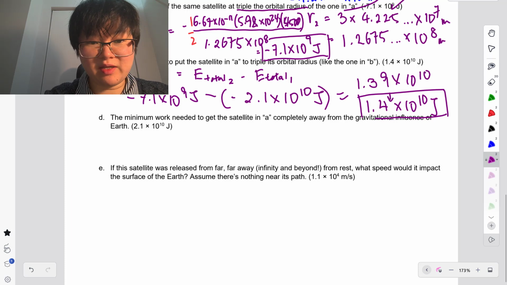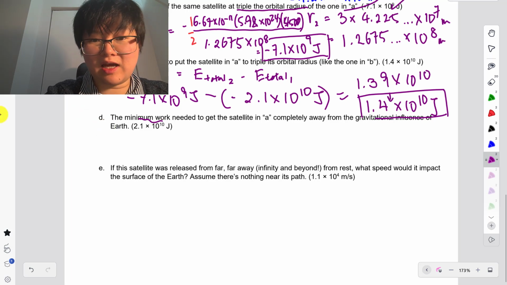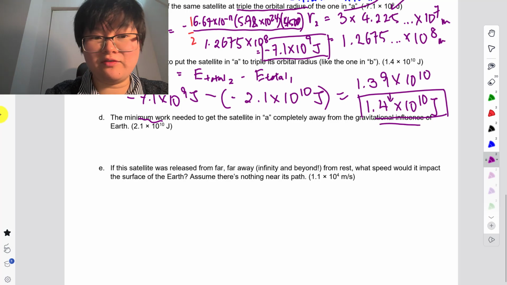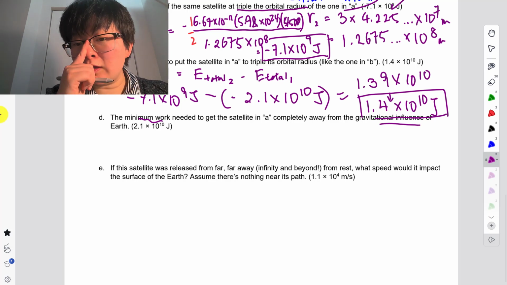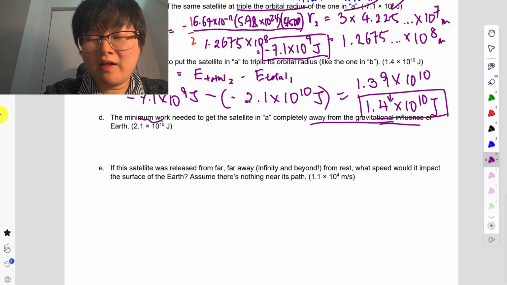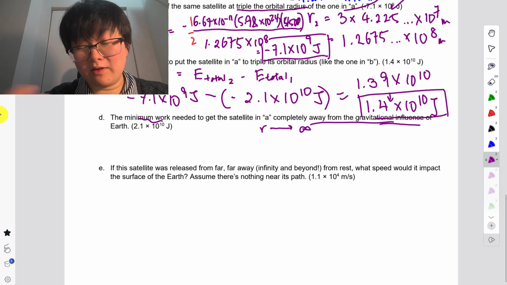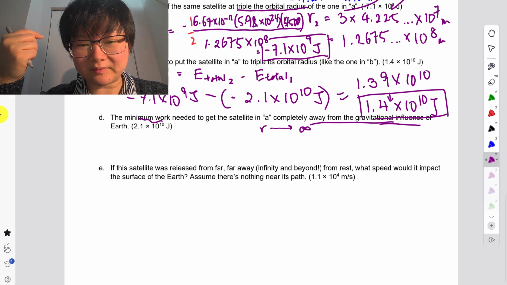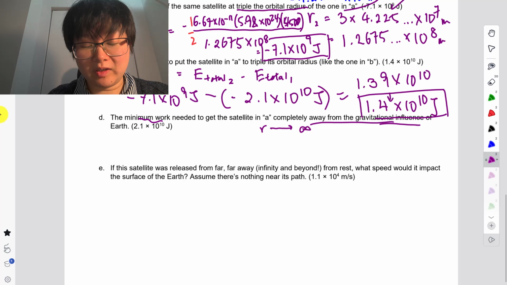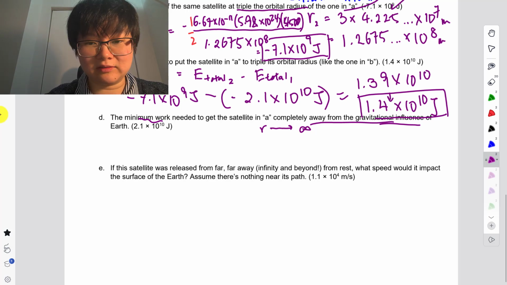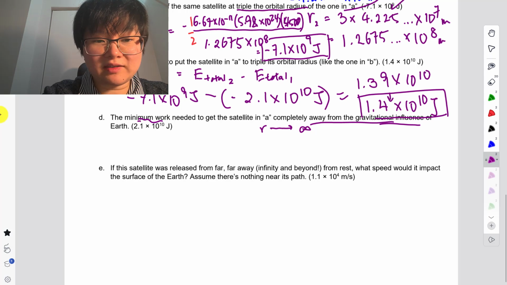Now we're ready for D, the minimum work needed to get satellite in A completely away from the gravitational influence of Earth. When we say completely away from the gravitational influence of Earth, this means that we're going to go very far away until we reach infinity. Infinity is a very interesting place. In the context of orbits and in this unit, there are different things that we'll expect at infinity. The reason why it says minimum work, I'll get to in a second, because let's first start off with the amount of work needed.